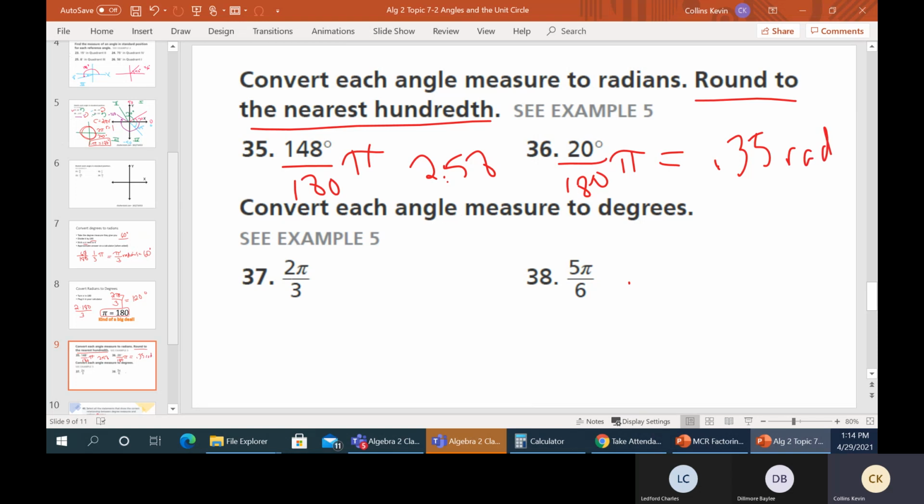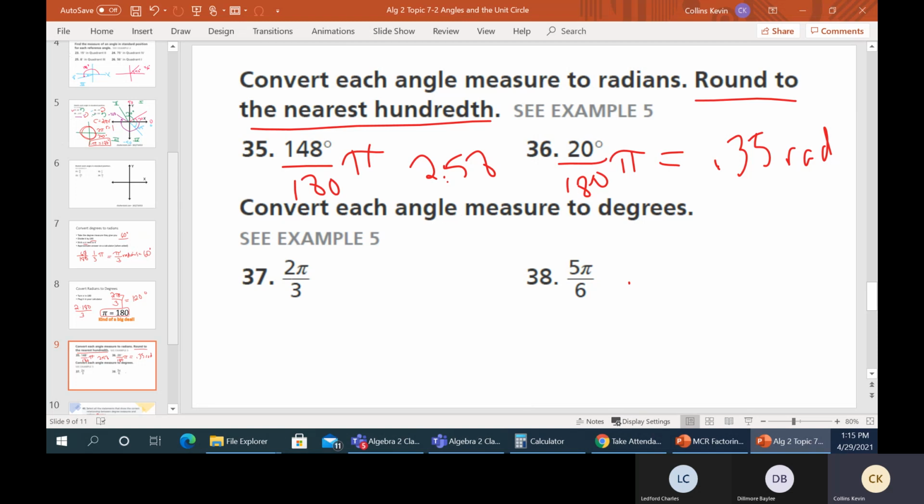Now this one says to convert each measure to degrees. What do we say pi equals? Kind of a big deal. Kind of said it a whole bunch. Pi equals what? How many degrees? This is where you answer. 180. Beautiful. I know you meant 180. We'll call that a typo, but that's okay.